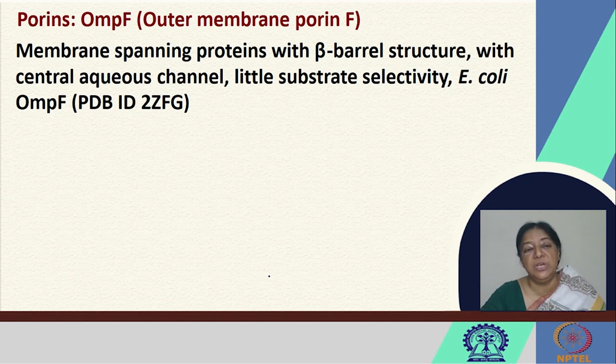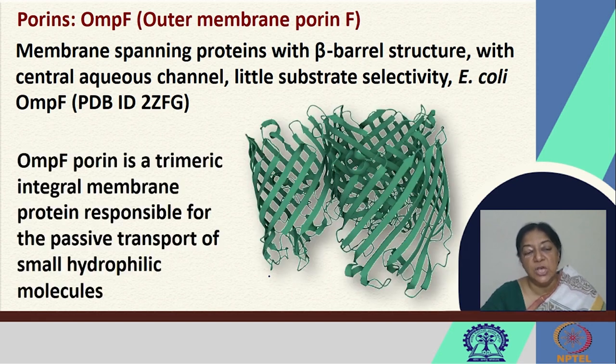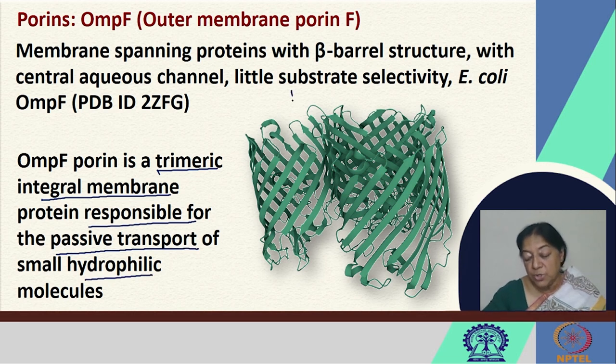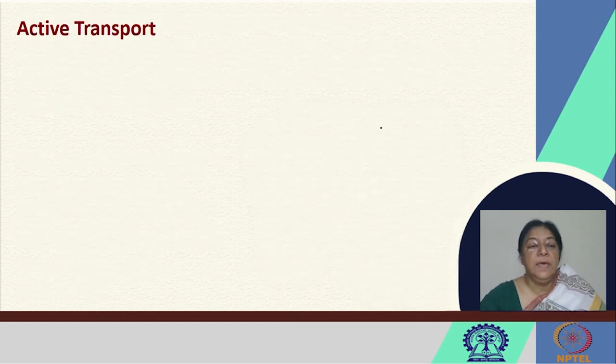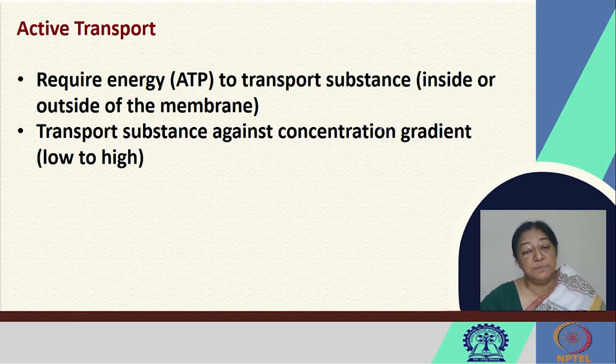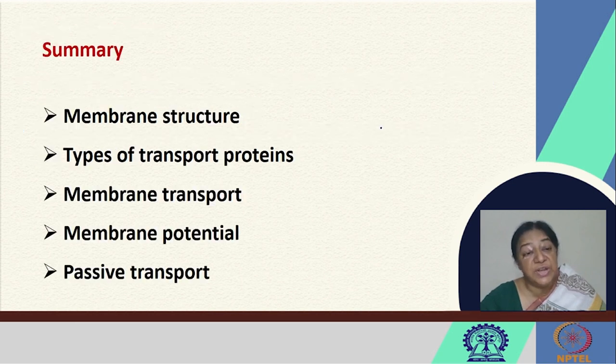If we look at the porins, the outer membrane porin F, this is also a membrane spanning protein with a beta barrel structure with a central aqueous channel, and it has little substrate selectivity in that sense. So this is a trimeric integral membrane protein that is again responsible for the passive transport of small hydrophilic molecules through the specific pores that are available due to the beta barrel structure. In active transport, which we will visit in the next lecture, it requires energy, ATP, to transport the substance, whatever small polar molecules or whatever ions, from the inside or outside of the membrane. And this transports substances against a concentration gradient.